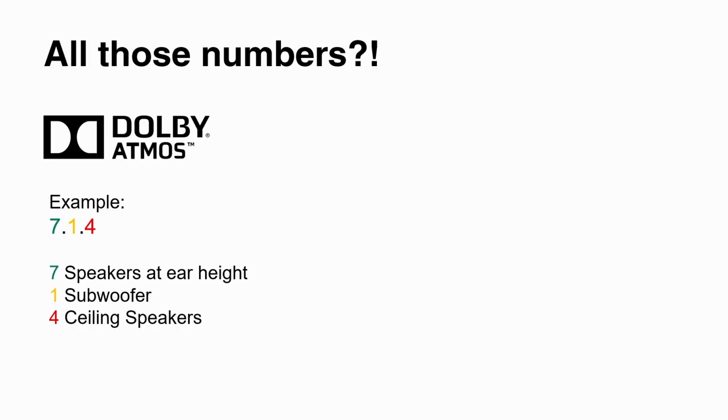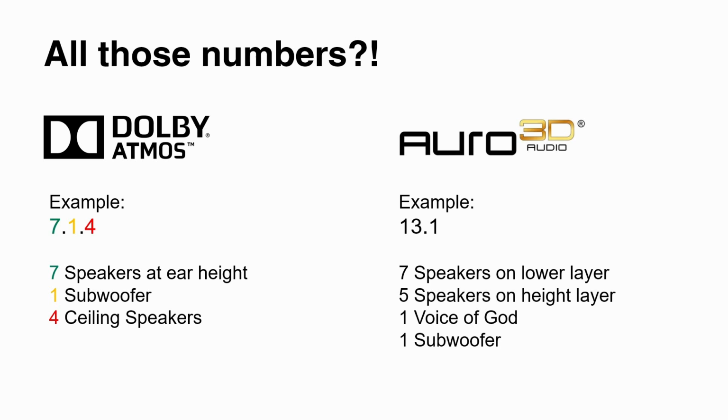When we talk about Auro-3D, for instance, the biggest Auro-3D setup is a 13.1, which is quite similar to a 7.1.4, a little bit bigger. So we have seven speakers on the lower level. We have five speakers on this 30-degree height layer. And then we have the voice of God, and the .1 is the subwoofer channel, basically. So this is where these numbers are actually coming from.